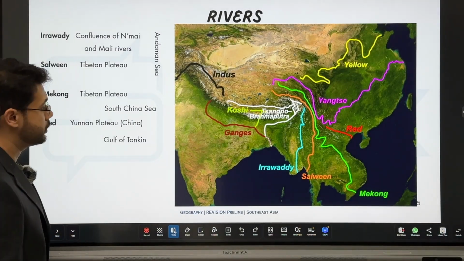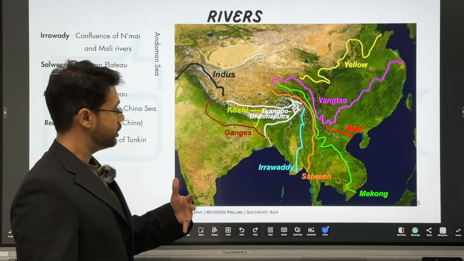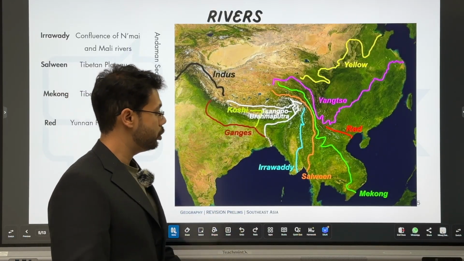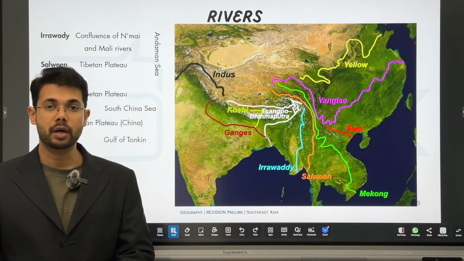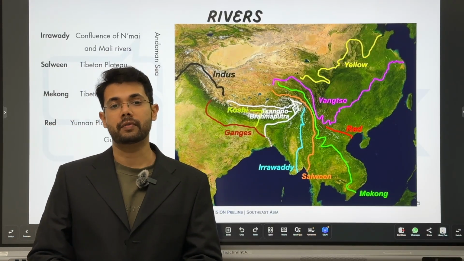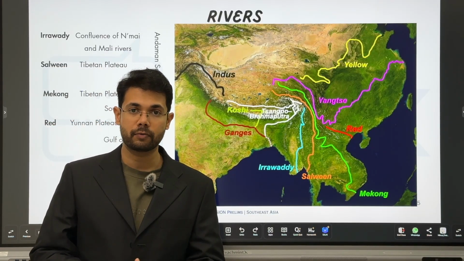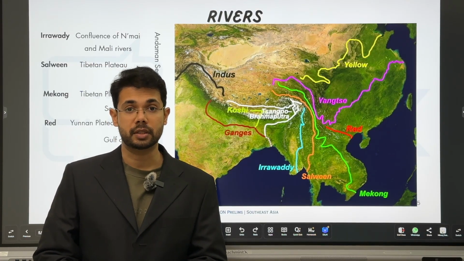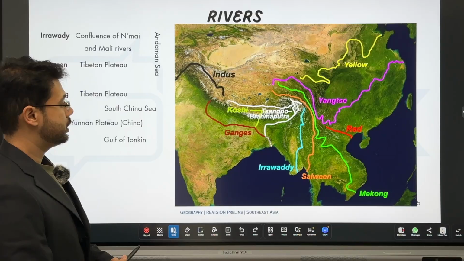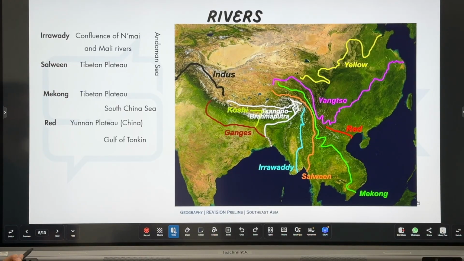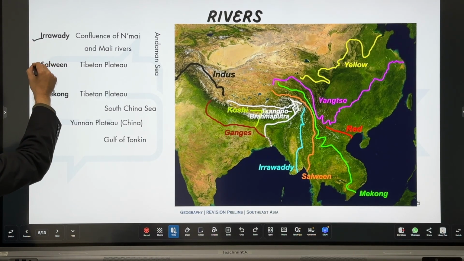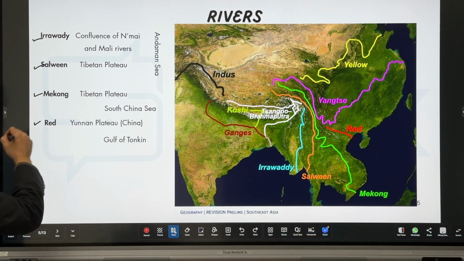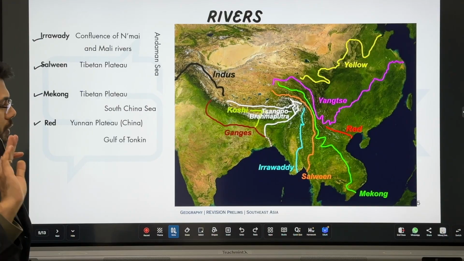Now, rivers. So this region, as it is a neighborhood of India, of course, we are all blessed with a good amount of rainfall and a good amount of rivers, albeit climate change. But what rivers do we have here? First of all, we have four very important rivers. What are they? Irrawaddy, Salween, Mekong, and the Red River. Very easy to remember, don't have to think a lot.